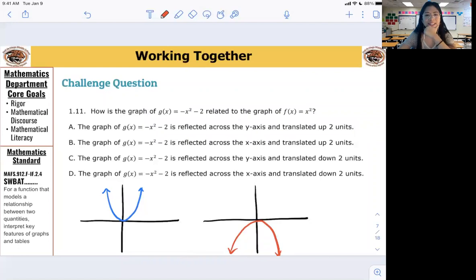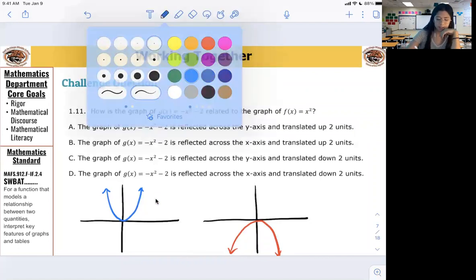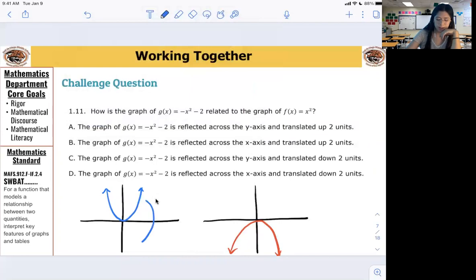No, it's x. Think about it. Think about what this graph is doing to get down underneath. It's going which way? Downward, right? On both sides. So what is it jumping over to get there?